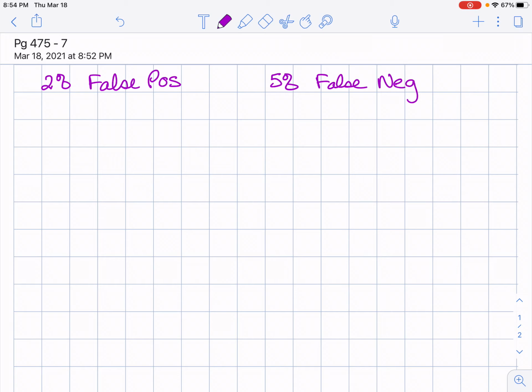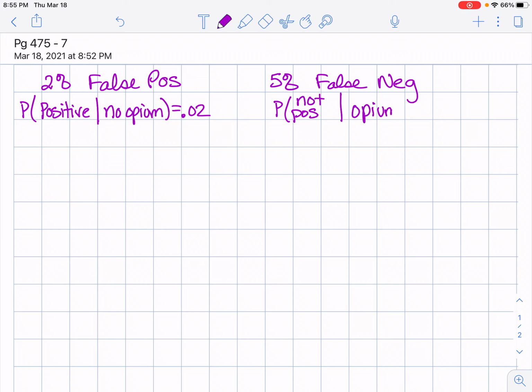Translating that first into the idea of conditional probability, a false positive means that it's the probability that somebody tests positive given that there's no opium usage. And that probability was 0.02. The false negative is the probability that they are negative, which means they're not positive, given that there is opium use. And that's how I look to write this idea of negative versus positive: positive versus not positive. In my head, that's how I was setting that up.